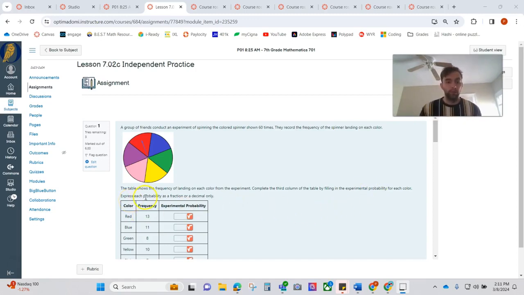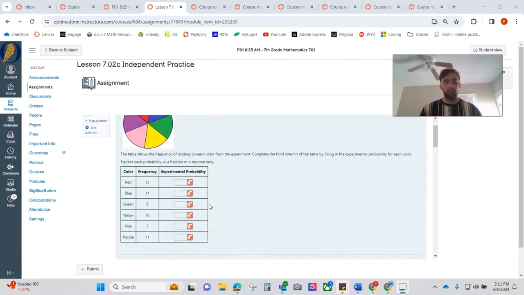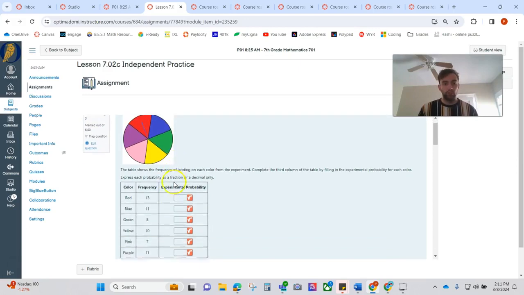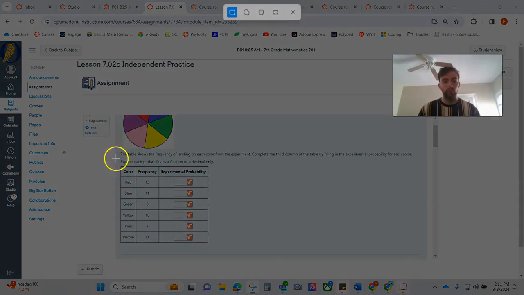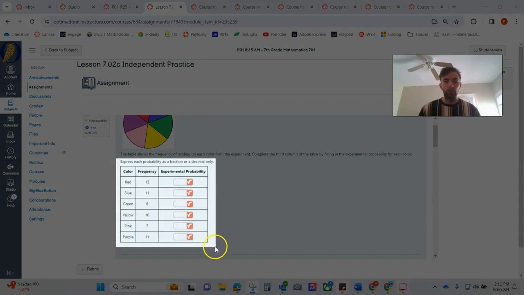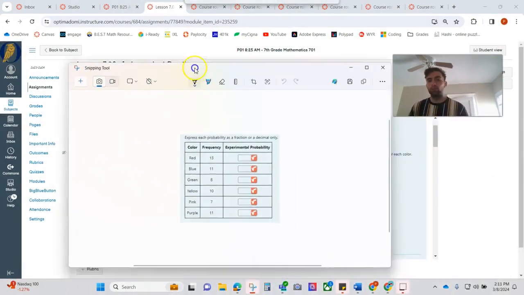Express each probability as a fraction or decimal only. Oh, so no percents. Glad I read that. Fraction or decimal only. So, let's take a snip of this so we can draw.